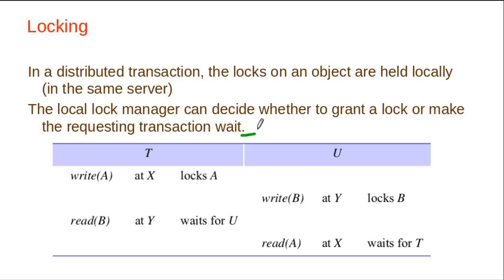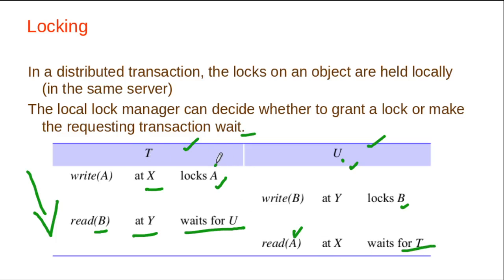So this is a simple example. Say this is a transaction T. It takes a lock on data object A at X, and as time passes, transaction U takes a lock on B. After that transaction T needs a lock on B, wants to read B, but B is not available, so it is waiting for U at Y. Then U tries to read A, and it is waiting for T to release A, then it can use it.